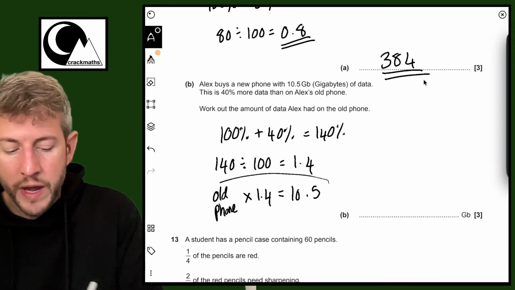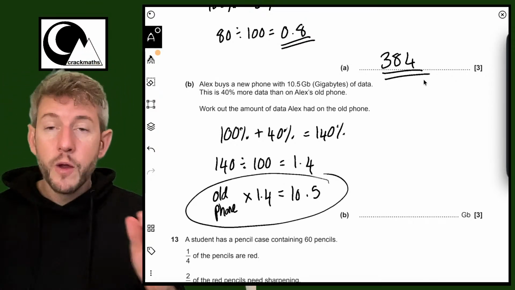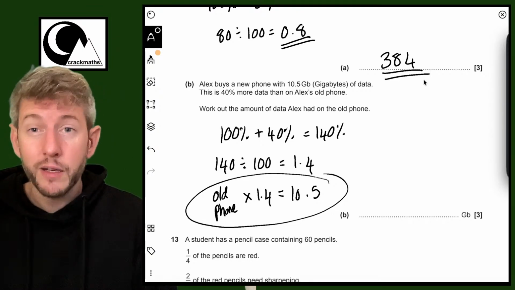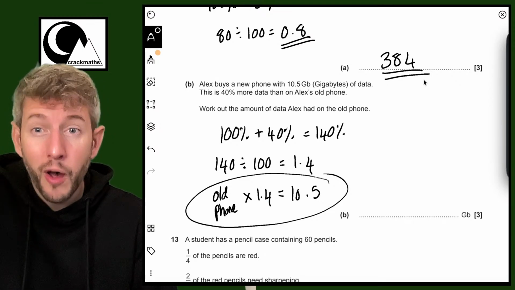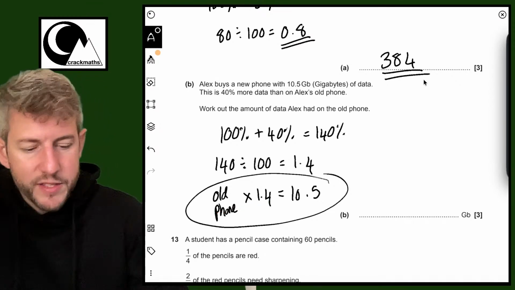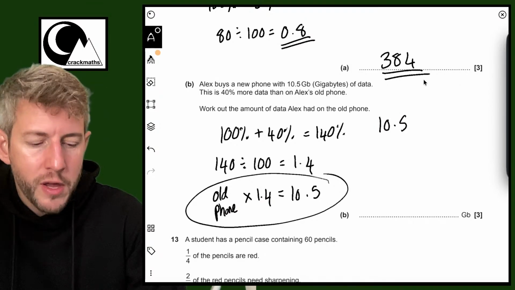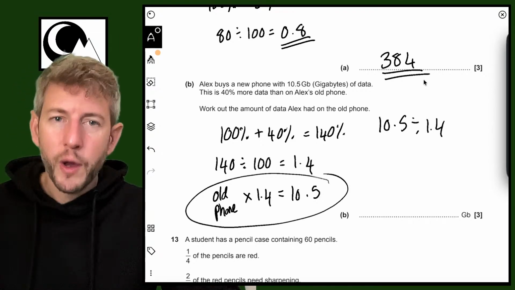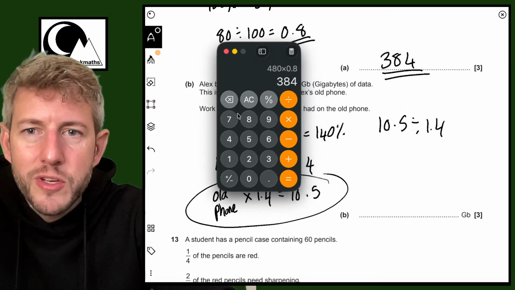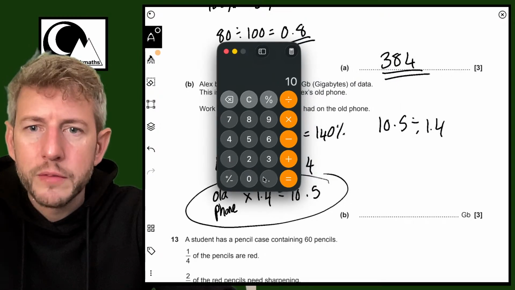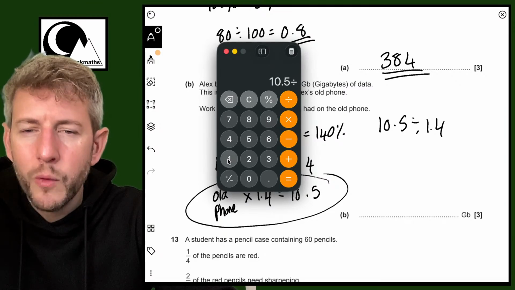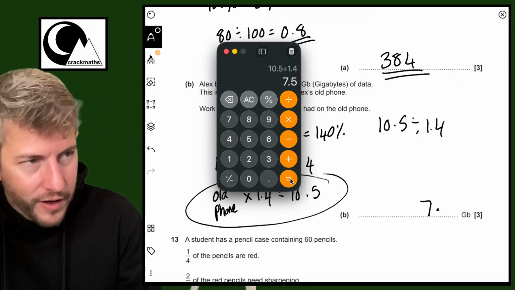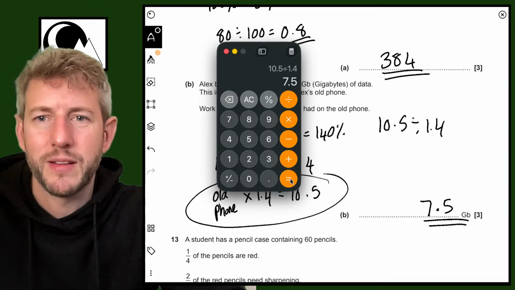So we just need to rearrange this expression, okay? So this is a reverse calculation that we want to do. Whenever you have two numbers that multiply together to give a product, the product divided by either of these numbers gives the other one. So all I need to do now is do 10.5 divided by 1.4, and this will give me the amount of data on the old phone. So again, this is a calculator paper, so I'm going to do this with a calculator. So 10.5 divided by 1.4. So here we go, and that is 7.5, and that is a nice answer, which makes me feel like we've got it correct.